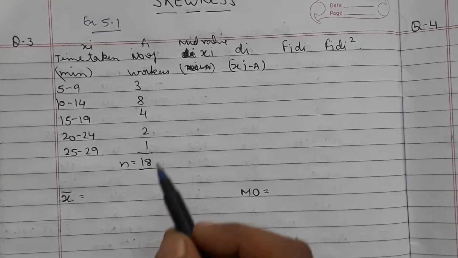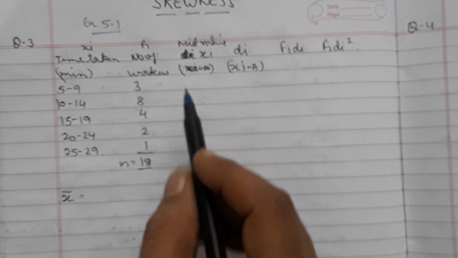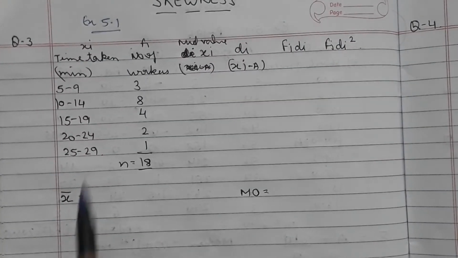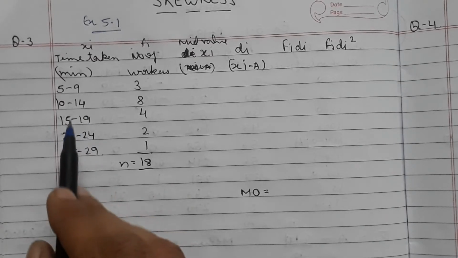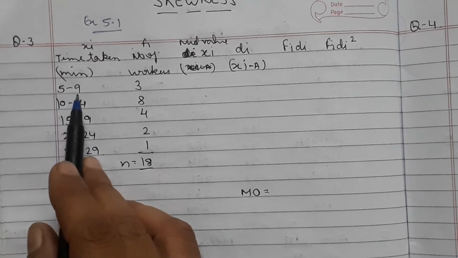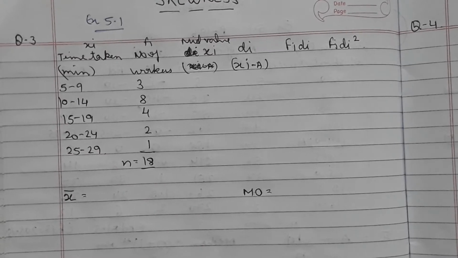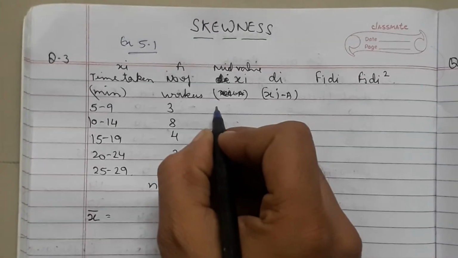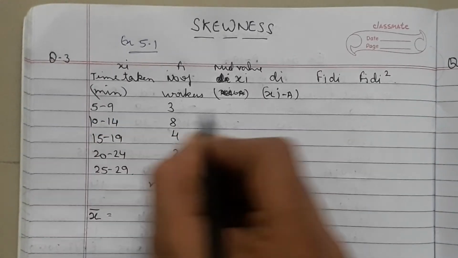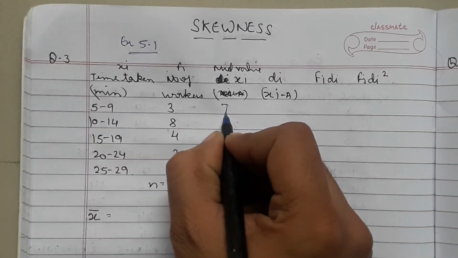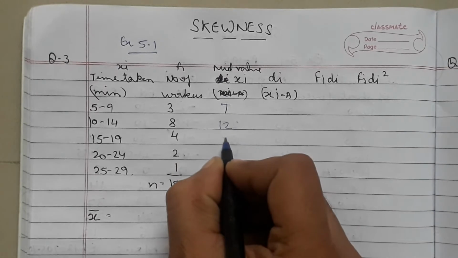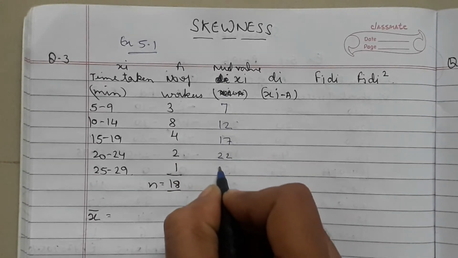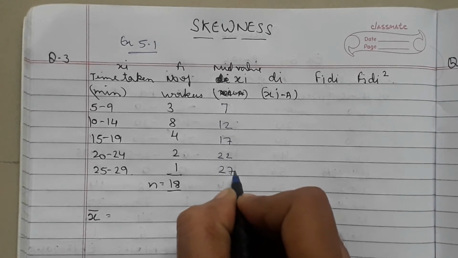First step, we will find out the mid values. Mid value for this 5 to 9, 10 to 14, this is the lower limit, this is the upper limit. We will find out mid value for this. Mid value will be 5 plus 9 divided by 2, that is 7, 12, 17, 22 and 27.